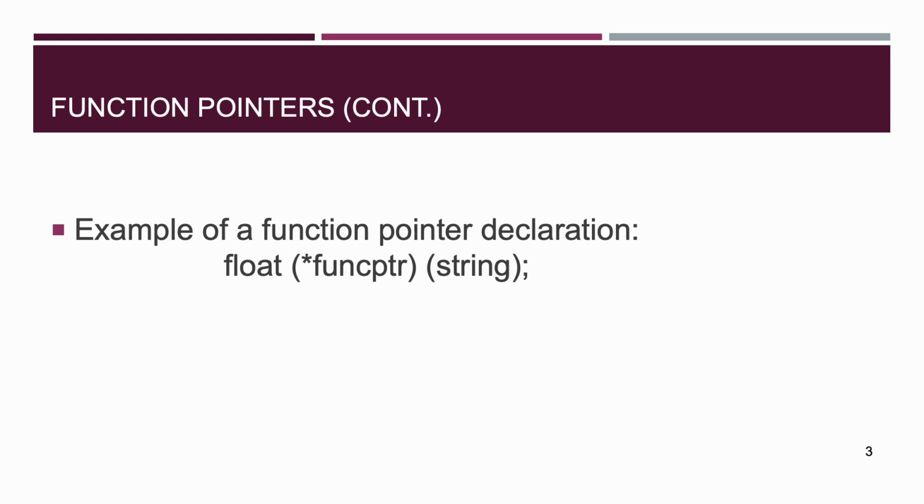So with this syntax, function pointer can hold the address of any function that matches this signature, one that returns a float and takes a string as a parameter. We can then use function pointer to call that function indirectly, making it useful for flexible and modular programming.